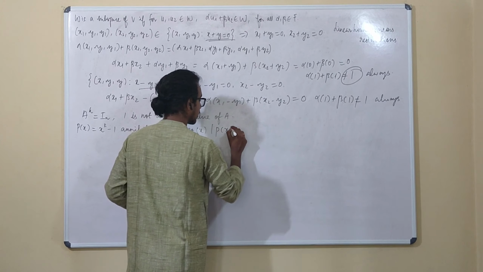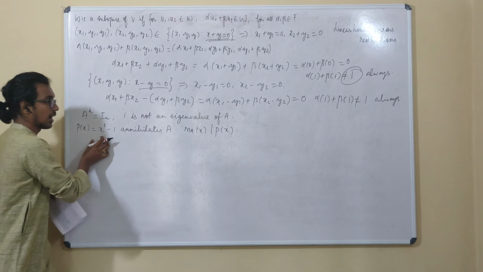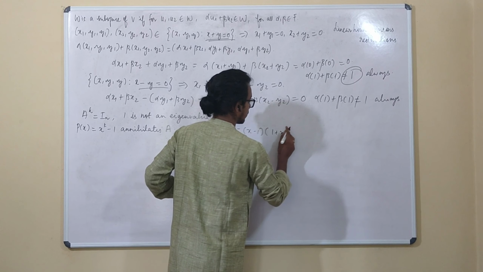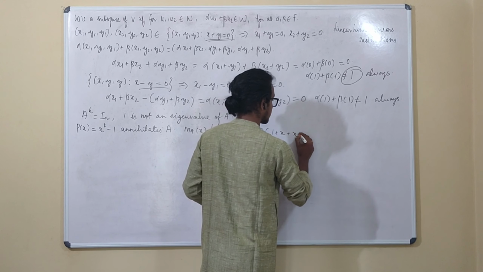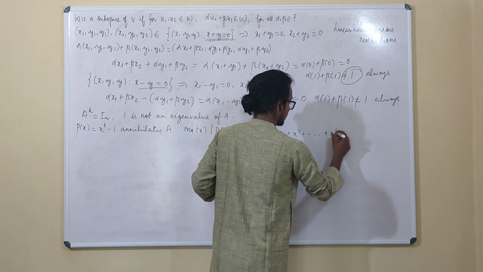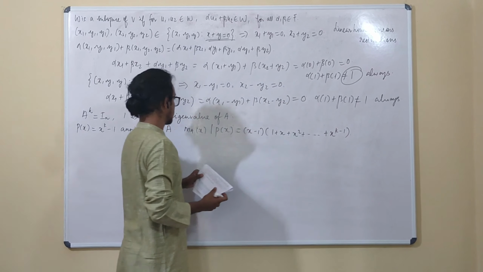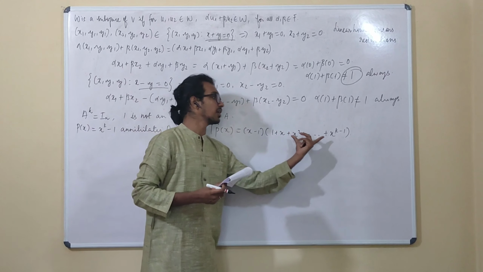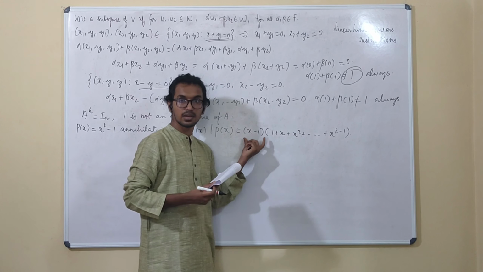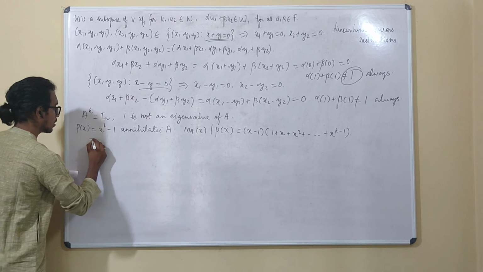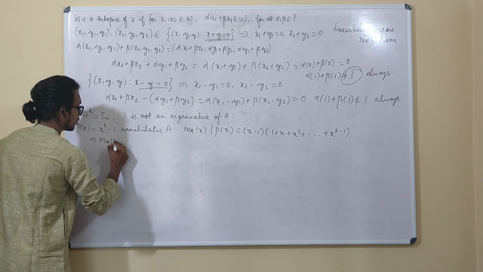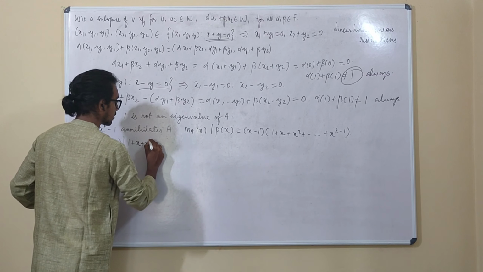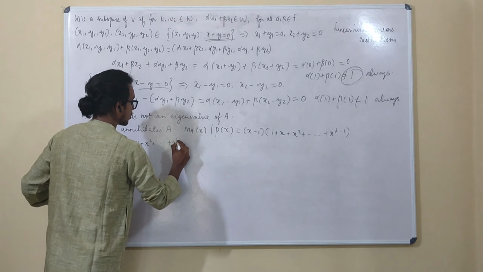Okay, if it annihilates A, and if you consider a minimal polynomial, it has to divide this p of x. This p of x can be written as x minus 1 product with 1 plus x squared etc. till x to the power k minus 1. Since 1 is not an eigenvalue of A, the minimal polynomial cannot divide x minus 1. So the minimal polynomial of A divides this thing, 1 plus x squared till x to the power k minus 1.